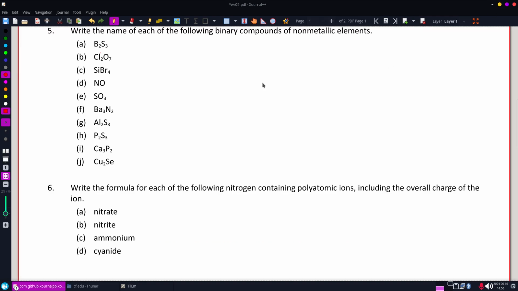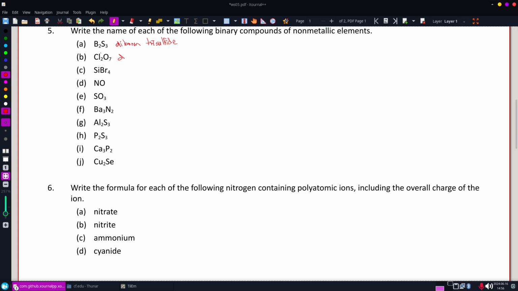So our very first one has boron and sulfide. Both of those are yellow. They are both nonmetals on our periodic table. So this is just diboron trisulfide. Just going to change the suffix of the last one to an IDE, leave the other one just as it is. So the next one, chlorine and oxygen, are also nonmetals.